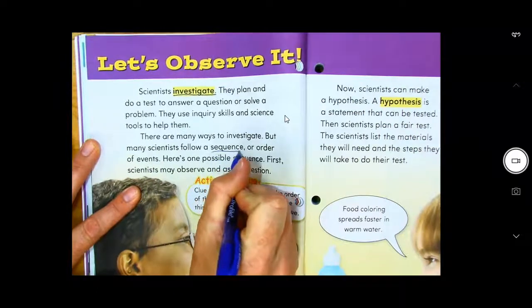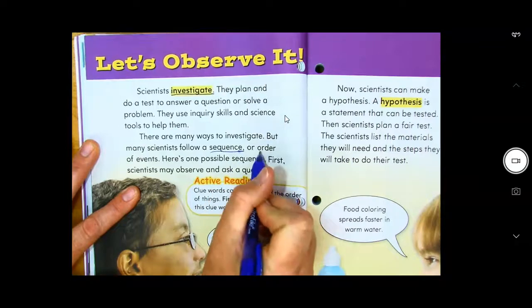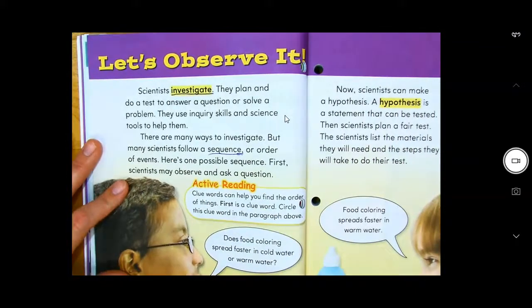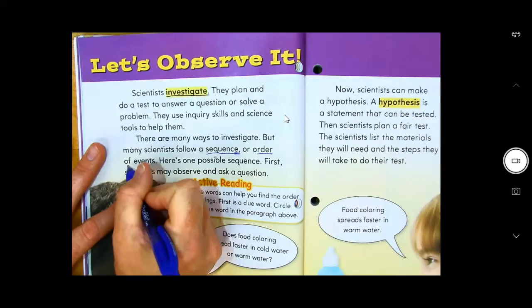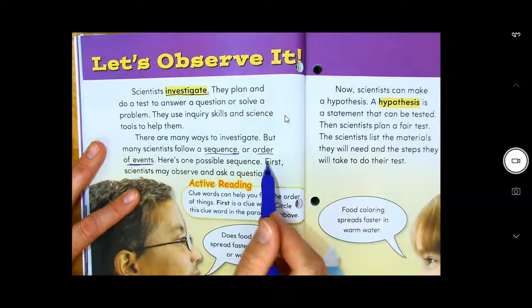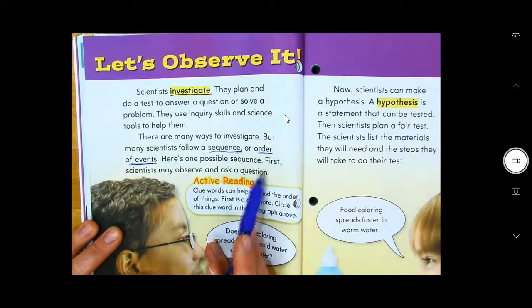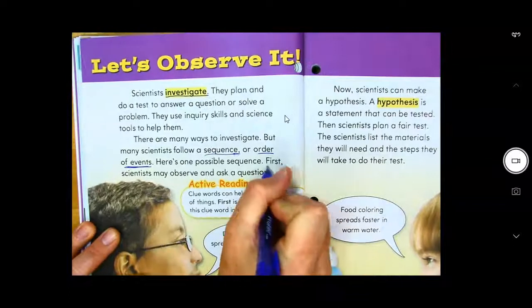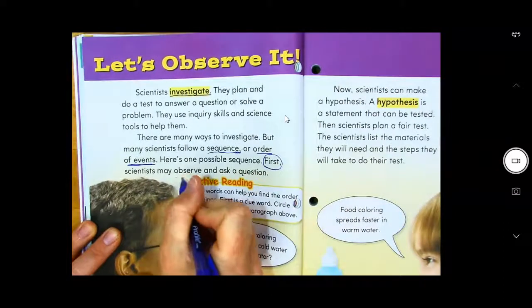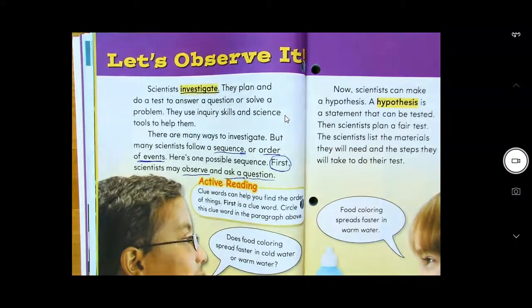Oh boy, sequence. We have talked about this in our reading lesson too. Okay? So sequence, what does sequence mean? That's right, after here it says or. That means this is the definition of sequence, order of events, the way things happen. Here's one possible sequence. First, scientists may observe and ask a question. So the first thing they're going to do is observe and ask a question. So they're going to make observations with their 5 senses.